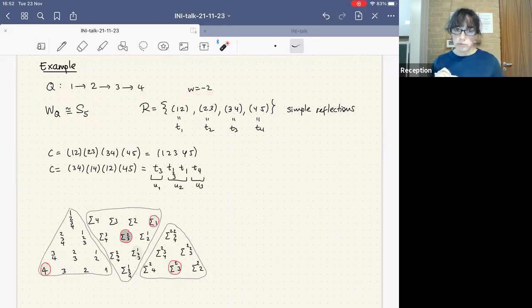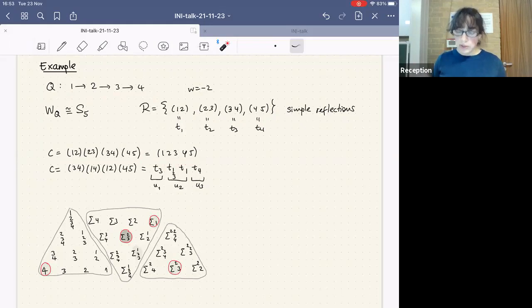And let's take W equals -2. So the simple reflections here will be these transpositions of this form, i and i plus 1. And then all the reflections are just any transposition. So we can order then these simples into an exceptional sequence, and we take the corresponding reflections. So we can write C like this. So it will be this cycle.